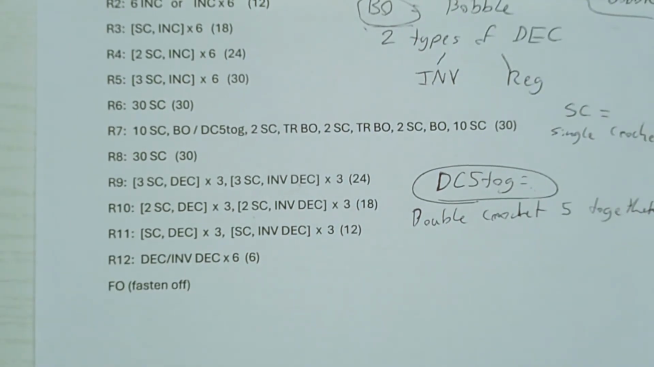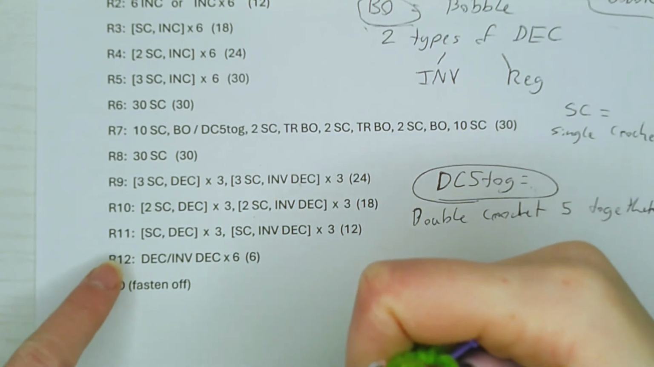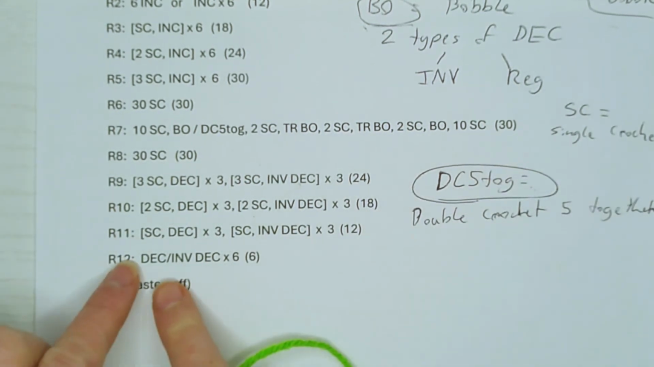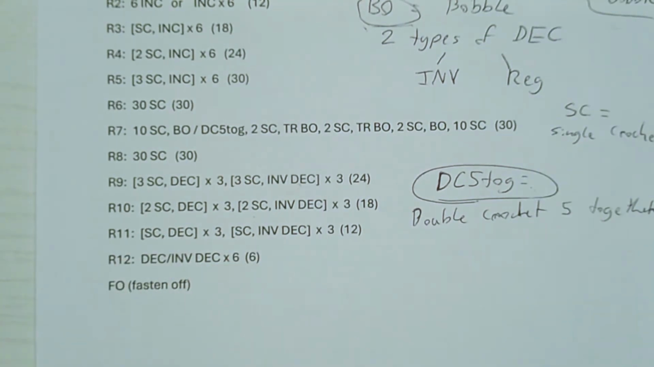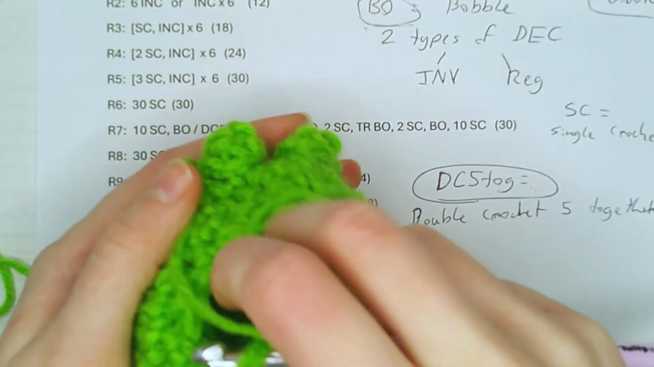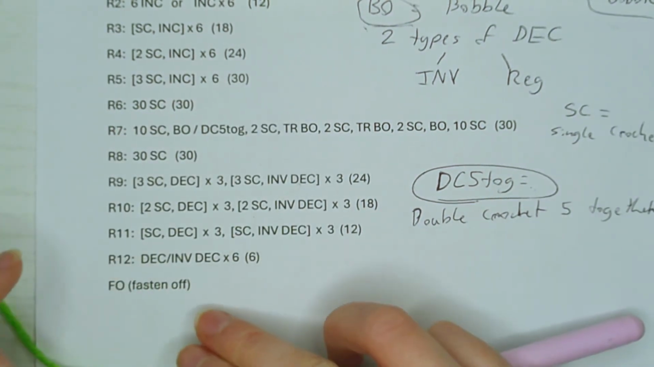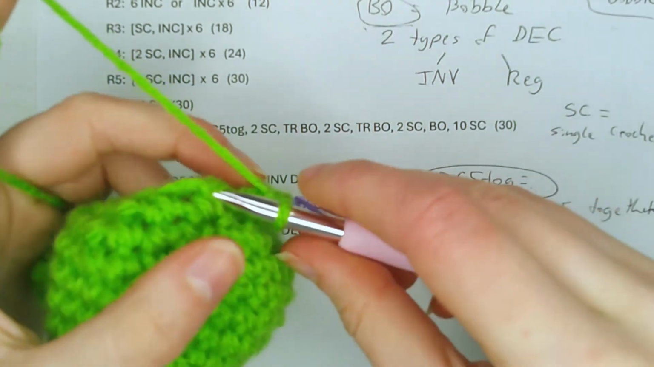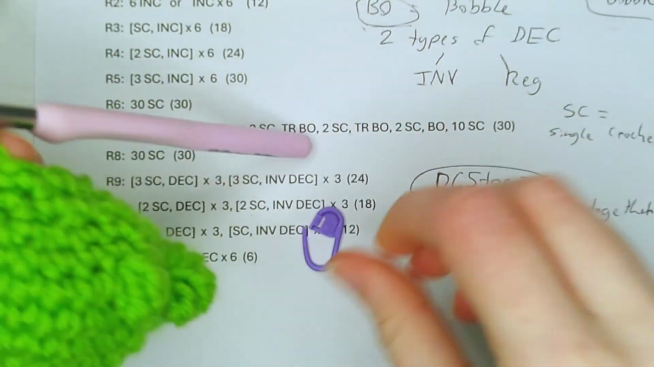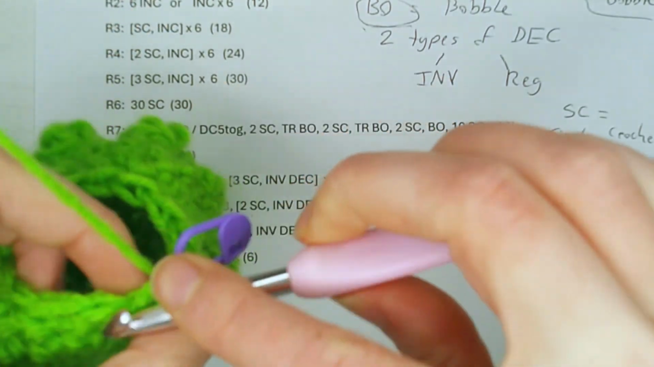So I hope you paused the video and went ahead and did rounds 10 and 11, and now I'm coming back on with round 12. So round 12 tells us decrease slash invisible decrease times 6. So we're going to do a decrease stitch all the way around. You can do the normal decrease or the invisible decrease. I tend to use the normal decrease, especially when it's my last round, and it sort of just closes up whatever you're making really well.